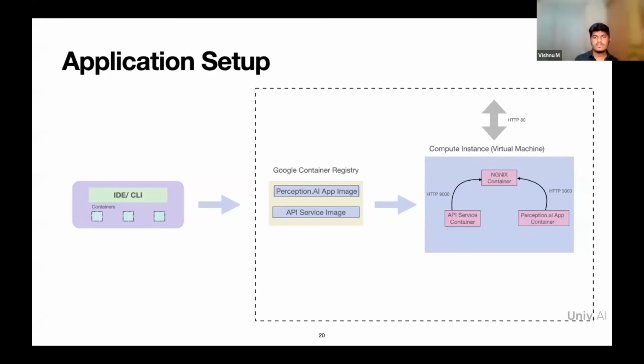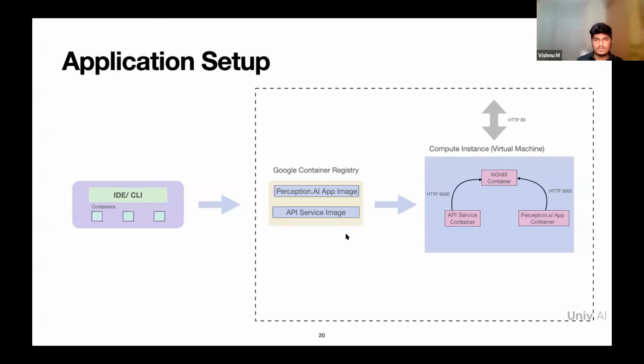We push both of these containers into Google Container Registry, from where they are pulled and installed into a compute instance VM on GCP. So whenever a user makes a request, it is forwarded to the Nginx container, and it forwards it further to the front end. The front end takes in the image and the captions, and forwards them to the API container. The API container then sends back an image.